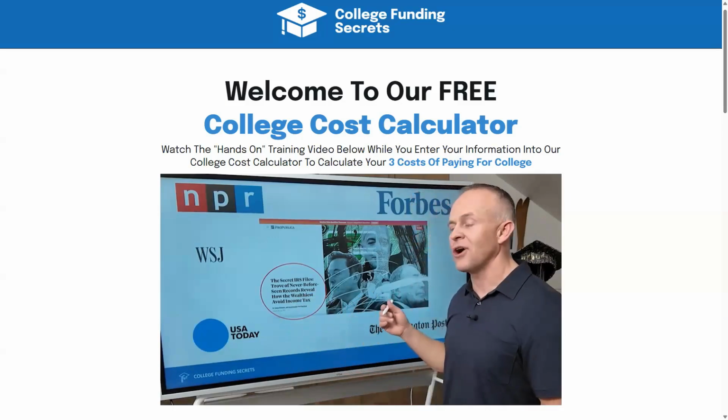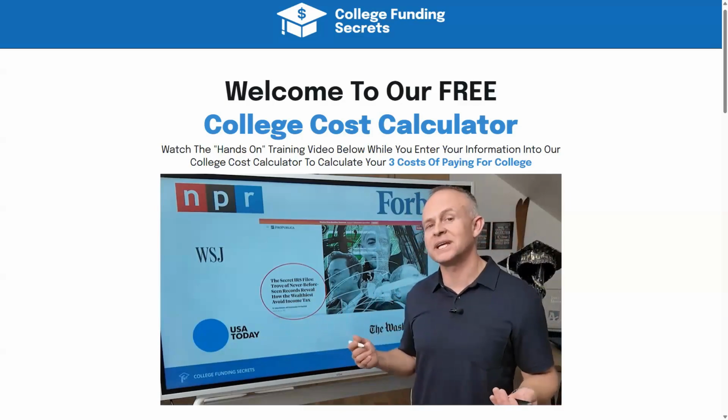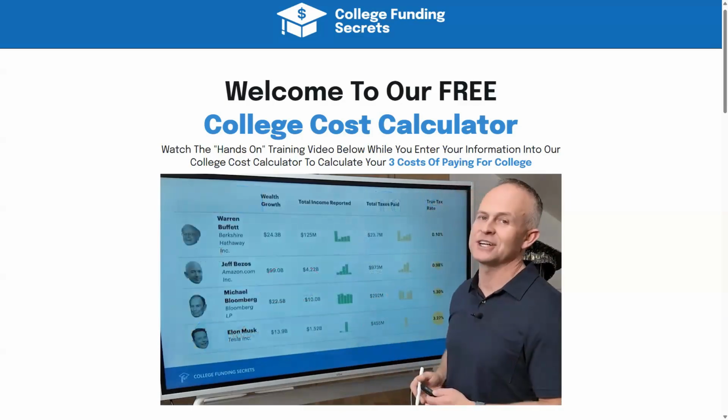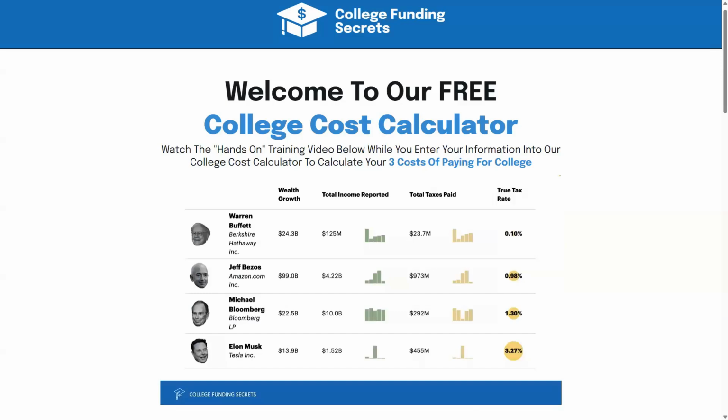Now, this requires a completely different way of looking at money and paying for something like college. In fact, there was this article that came out about all these billionaires and how they weren't paying their fair share in taxes, how their wealth grew by billions and billions of dollars, and they were only paying a very small fraction of that in taxes. But what was interesting about this article was how they were doing it.